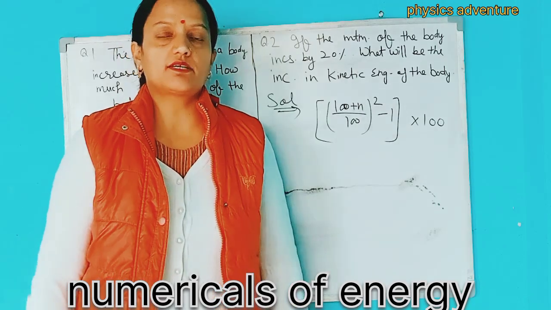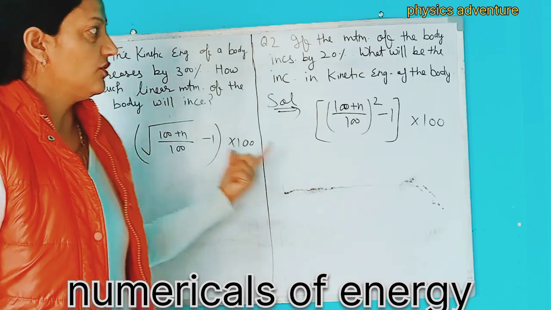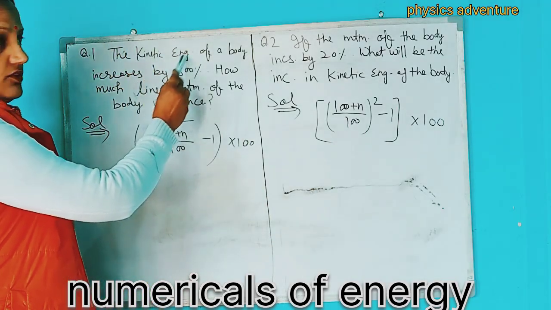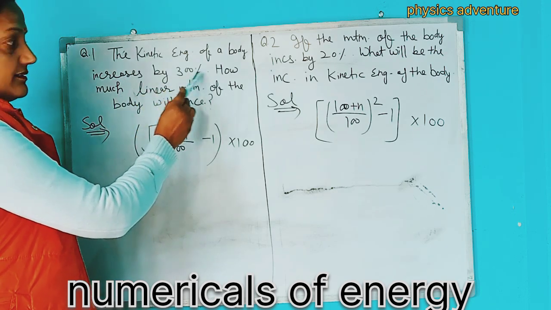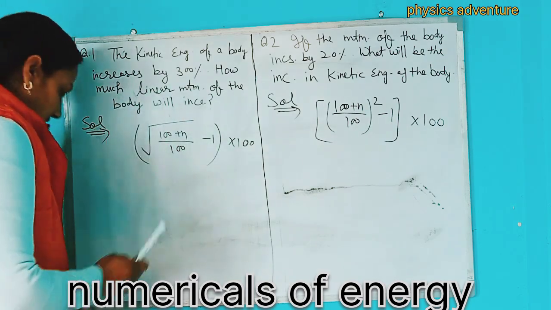Today we will discuss some numericals of kinetic energy of class 11th. So, our first numerical is: the kinetic energy of a body increases by 300%. By how much will the linear momentum of the body increase?